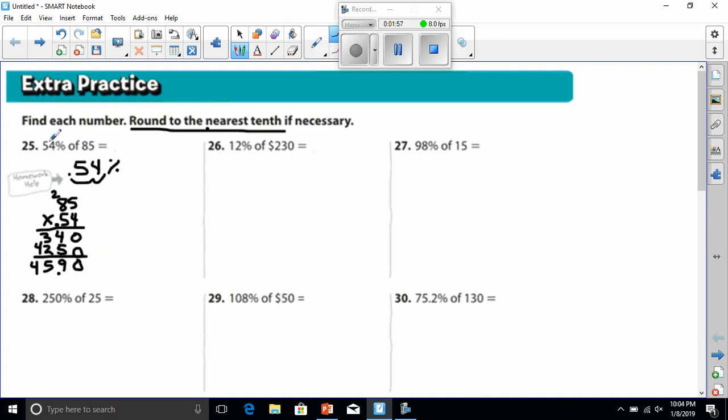That makes sense, doesn't it? Because 50% of 85 would be somewhere around, let's see, 42. So 54 would be a little more than 42, and 45.9 is that. Rounding to the nearest tenth will give us 45.9. So our answer is 45.9.